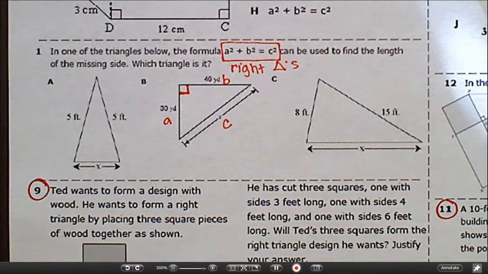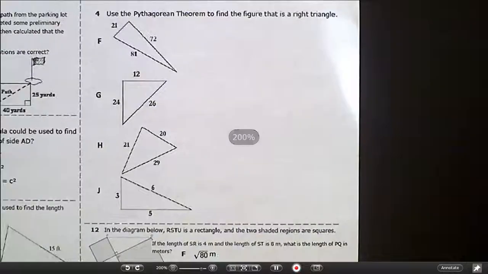Let's jump over here to number 4 before you do number 9 on your own. Let's zoom out a little bit here.